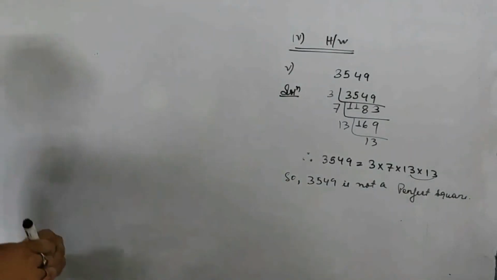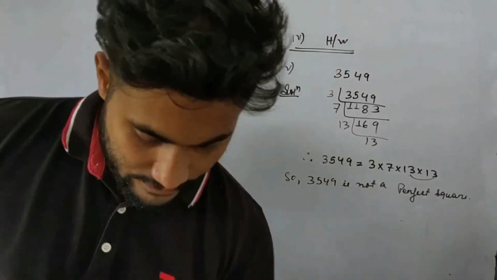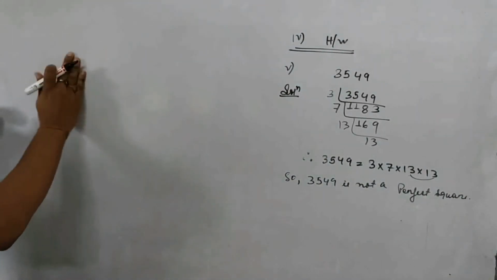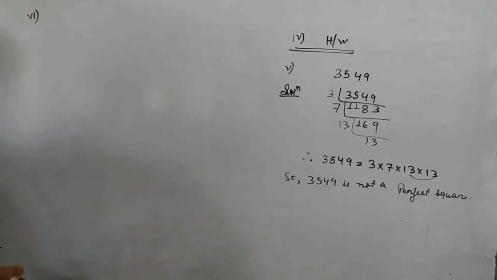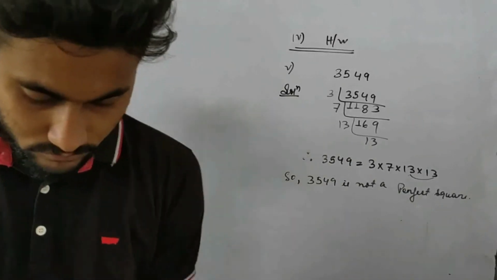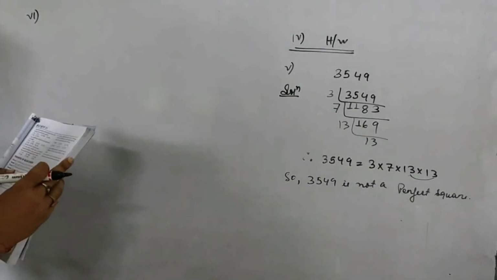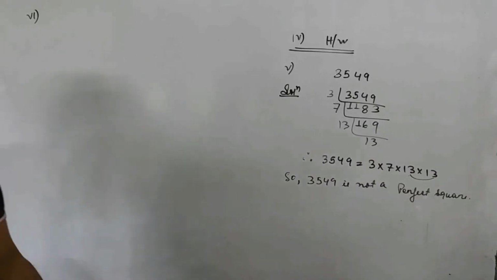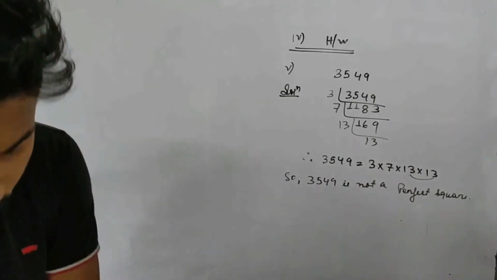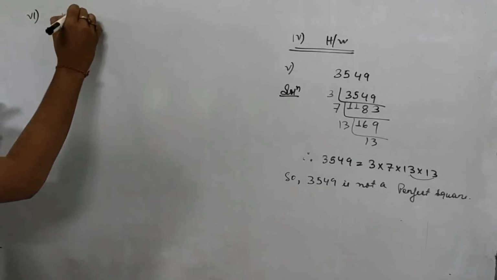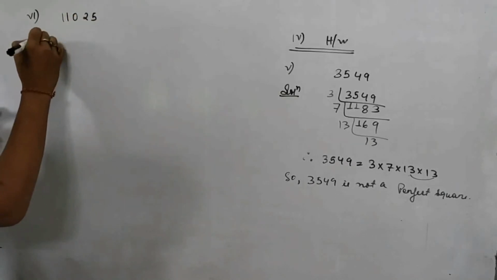Let us do question number 6 now. Which of the following numbers are the square? Oh, sorry. Oh, I'm doing question number 2. 11025.